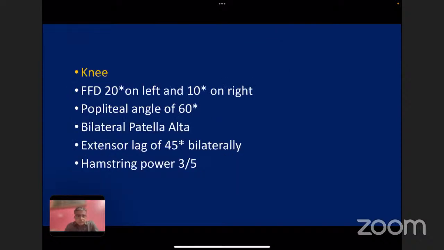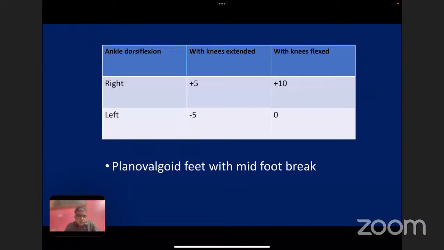On examination of the knee, there was fixed flexion deformity of 20 degrees on the left side and 10 degrees on the right. Bilateral popliteal angles were around 60. There was bilateral patella alta. Extensor lag of 45 degrees bilaterally and hamstring power was 3/5. His ankle dorsiflexion with knees extended was +5 on the right and -5 on left, and with knees flexed it was +10, that is quite positive, and he had bilateral plano-valgoid feet with midfoot break.